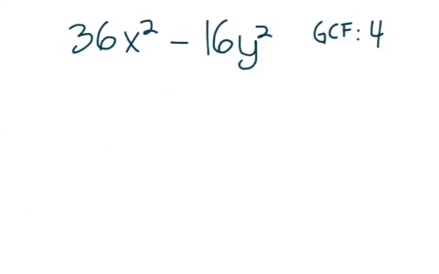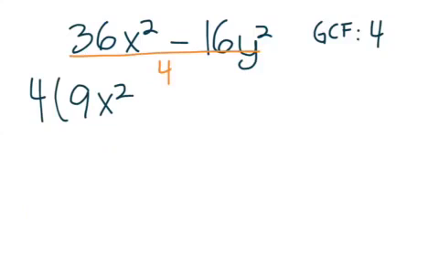So I'm going to put 4 on the outside, and then both of these terms need to be divided by 4. 36 divided by 4 is 9, so I say 9 and I bring down the x squared. And 16 divided by 4 is 4, so I write minus 4 and I bring down the y squared and close the parentheses. Now I look inside and see if this is still a difference of perfect squares. It is. 9 and 4 are perfect squares and both the exponents are even and there's subtraction.